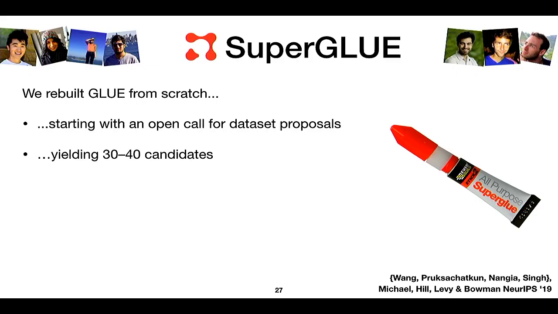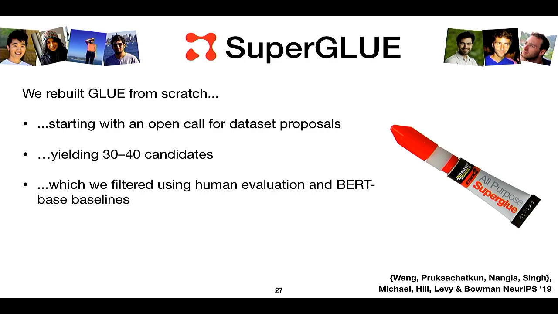We said we'd take any tasks that get submitted that pass some filters. We got 30 or 40 candidates, depending on how you count, and had to rule out some for copyright reasons or technicalities. We filtered those down by running a human evaluation and then a BERT model evaluation on each of these tasks. Our intent was just to keep any task for which humans were doing significantly better than BERT.